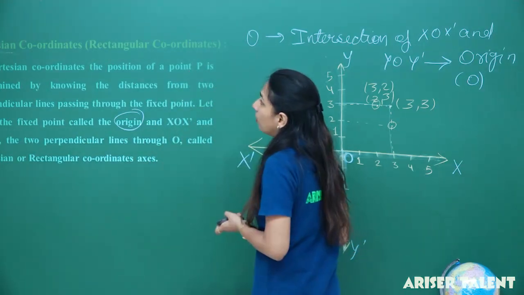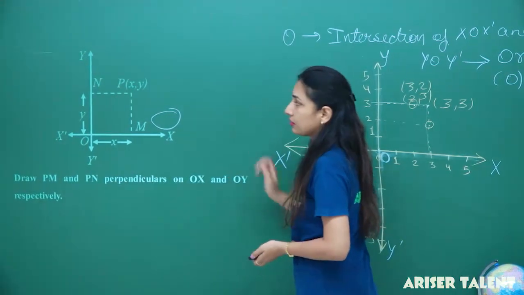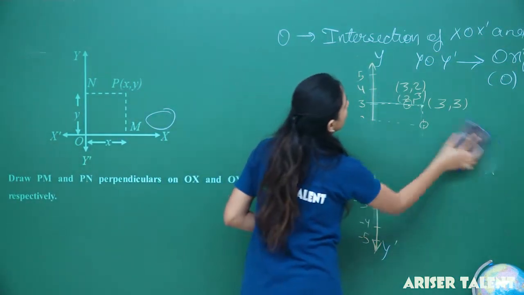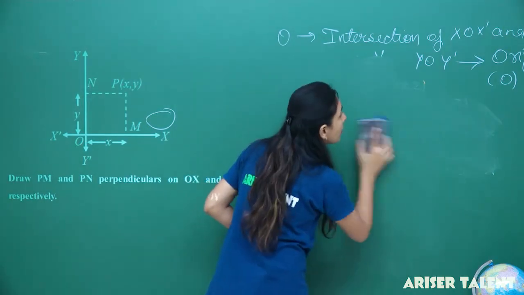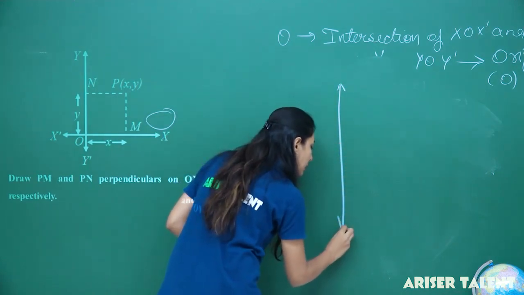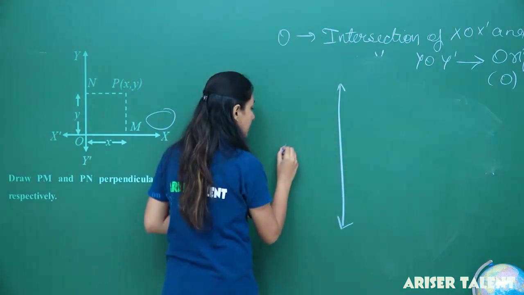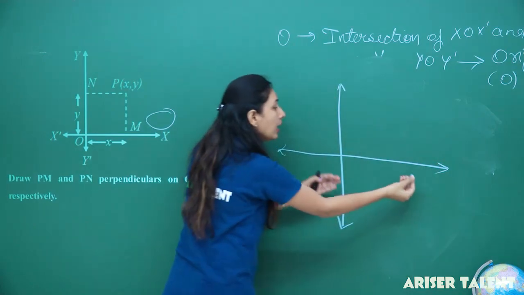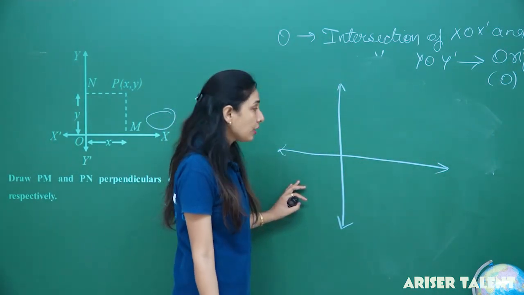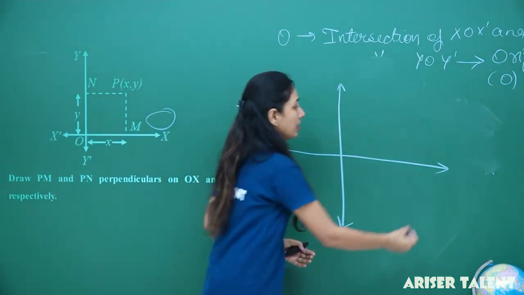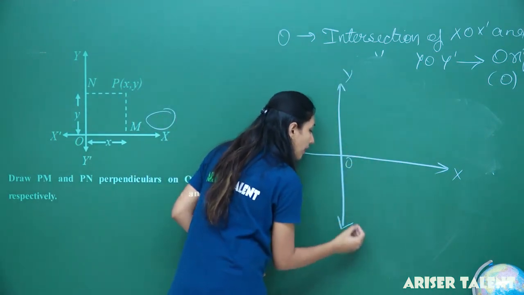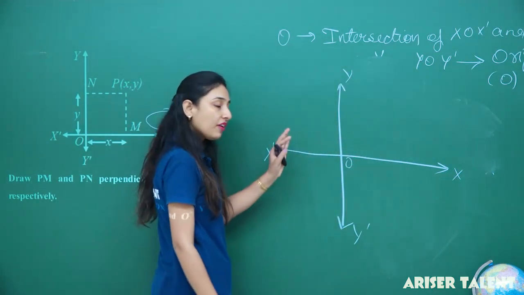Now, I have to make another diagram for you. Can I not mention the positives and negatives here, because we are going to study that later? So I have this X, O, X dash, and you can name the other line Y, O, Y dash. I have this too.